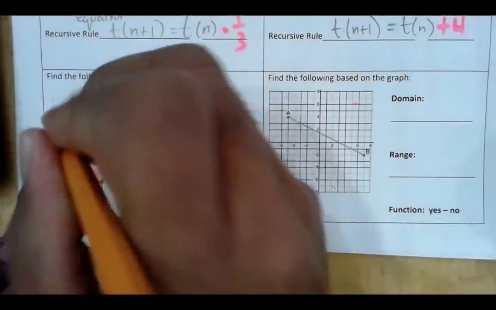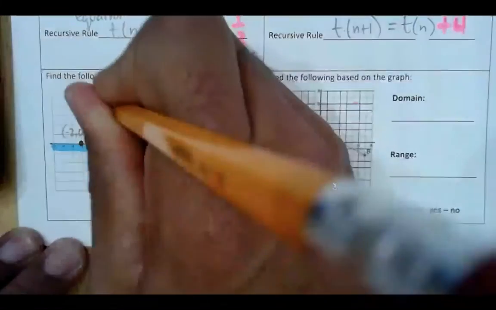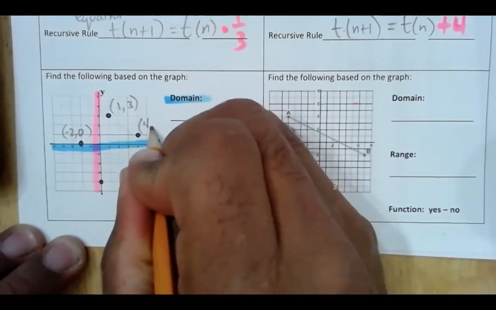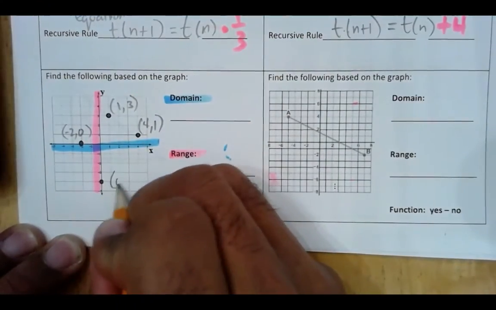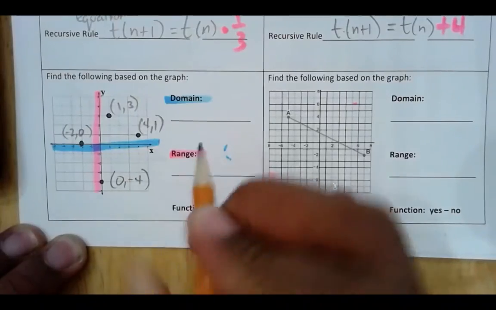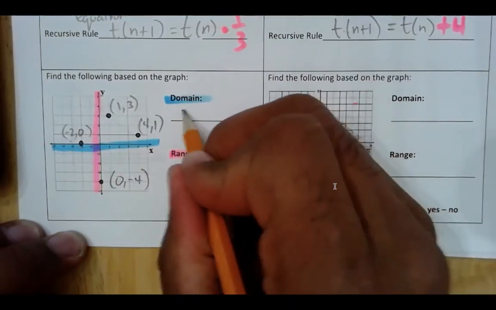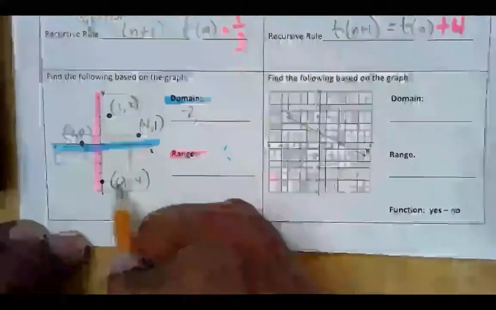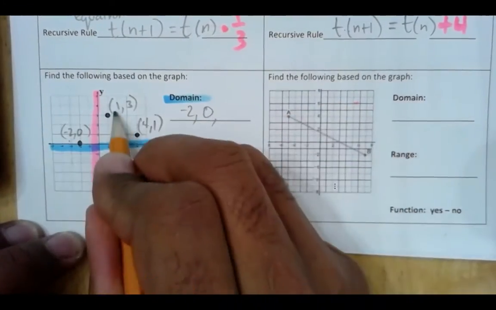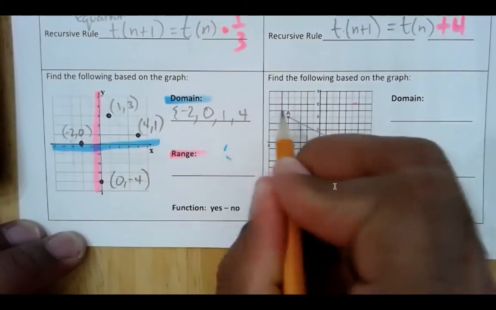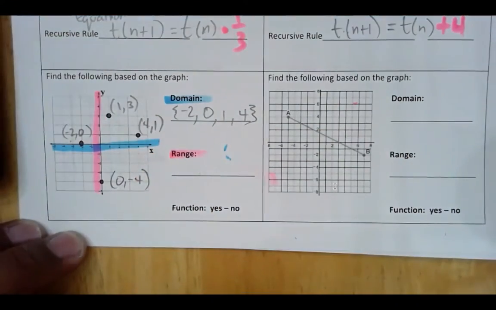Right here, this point is negative 2, 0. This one is 1, 3. This one is 4, 1. And this one is 0, minus 4. So I'm going to list out all these x values, starting with negative 2, then 0, then 1, and then 4. Then all I do is close that with braces.